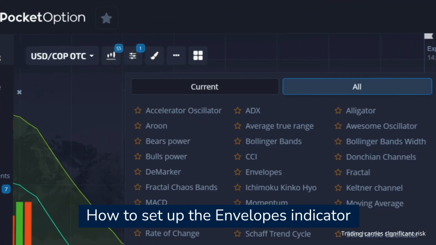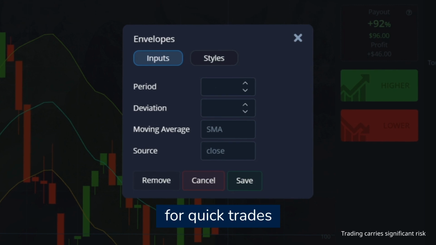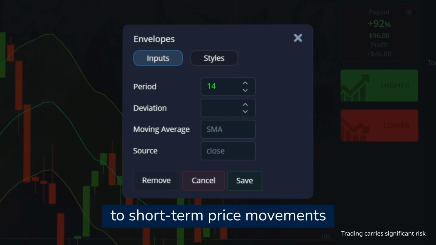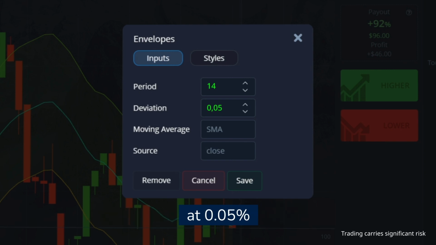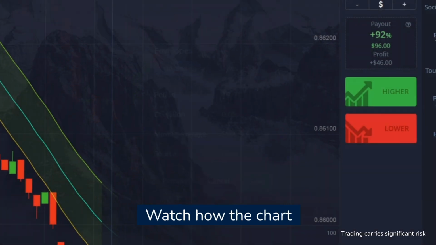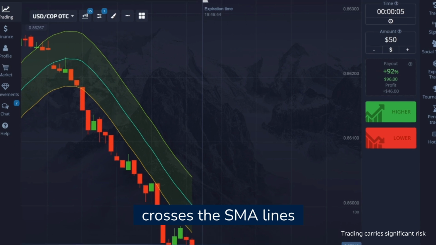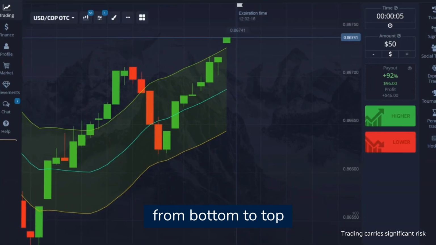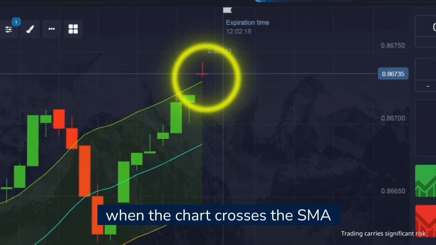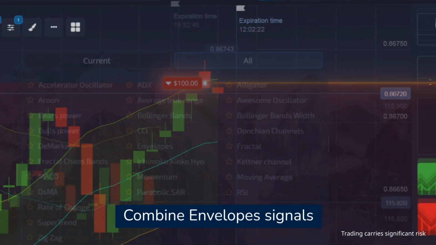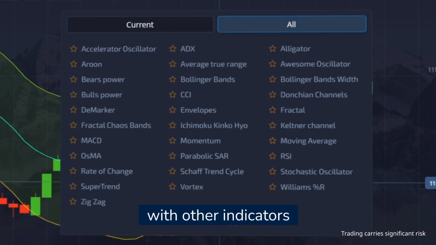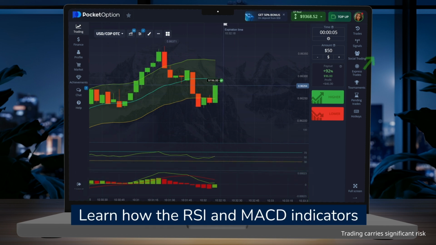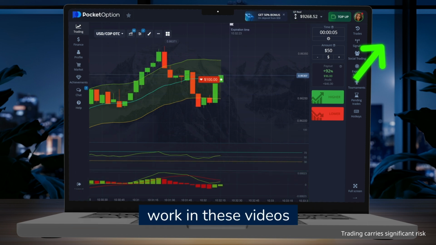How to set up the envelopes indicator for quick trades. Set the period to 14 to make the indicator more sensitive to short-term price movements, and set the percentage deviation at 0.05%. Watch how the chart crosses the SMA lines. Open an up trade when the chart crosses the SMA from bottom to top. Open a down trade when the chart crosses the SMA from top to bottom. Combine envelope signals with other indicators such as RSI or MACD to improve accuracy. Learn how the RSI and MACD indicators work in these videos.